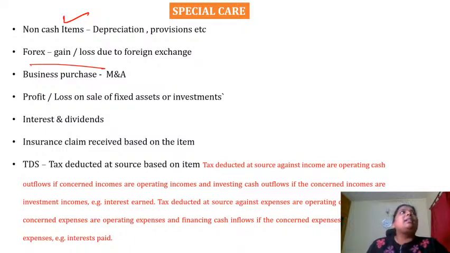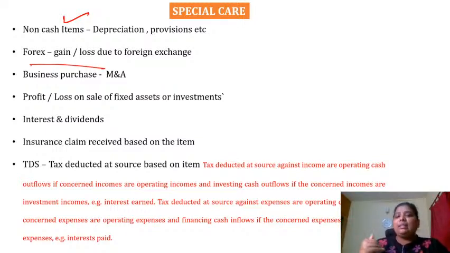understand in P&L, suppose I am doing a cross-country transaction, what will happen now? While booking that, suppose I made a sale on 1st of December, a sale to the US. On that day, the dollar was 80 rupees per dollar. So I made 100 dollars worth of sale, which means 100 into 80 rupees, correct? So 8,000 rupees done.